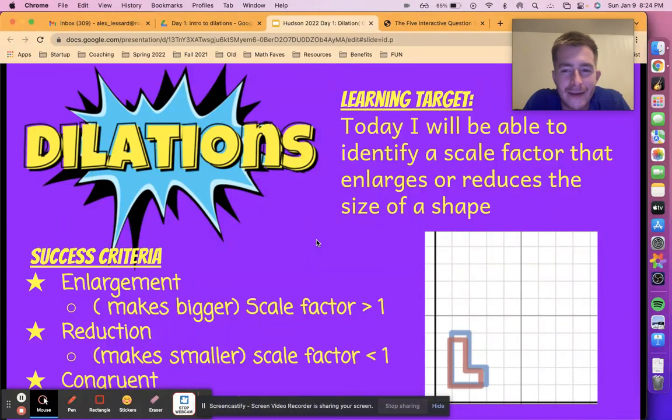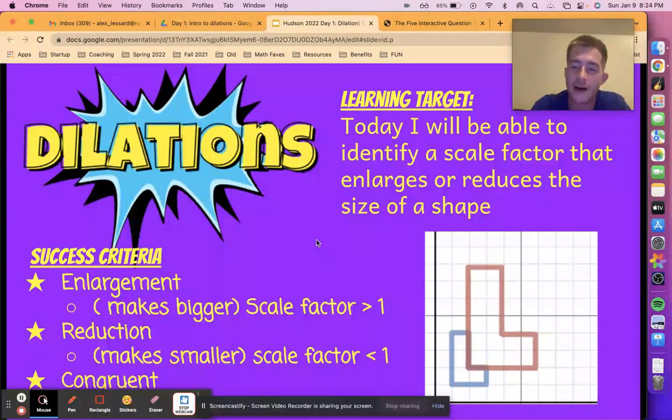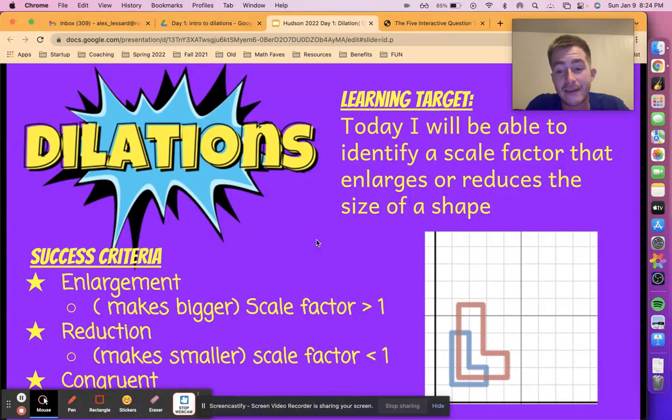Dilations. Today, I will be able to identify a scale factor that enlarges or reduces the size of a shape. All right, and as you can see, this L is getting bigger, getting smaller. We're going to learn what word means what, bigger, smaller. How is my shape changing on the coordinate grid?